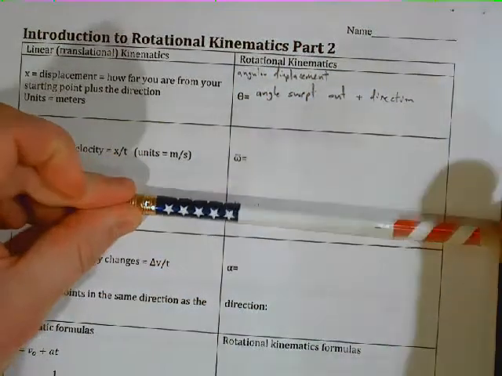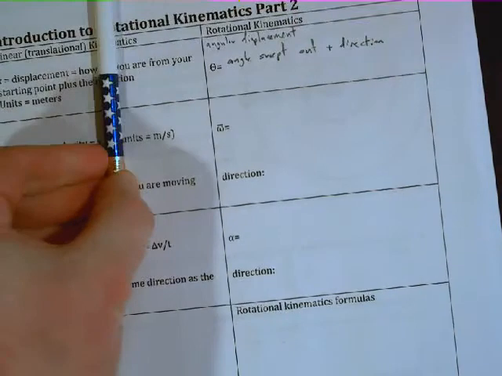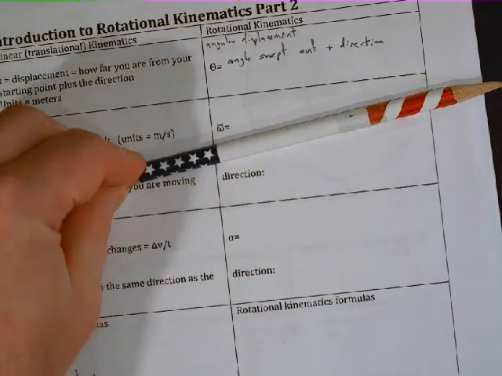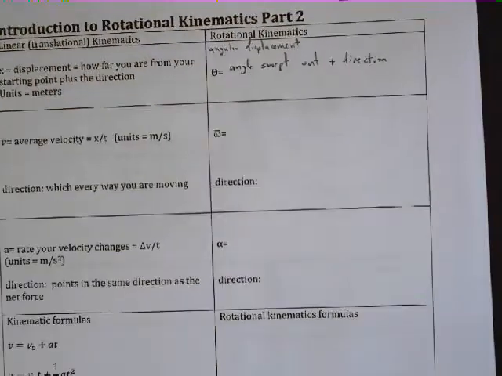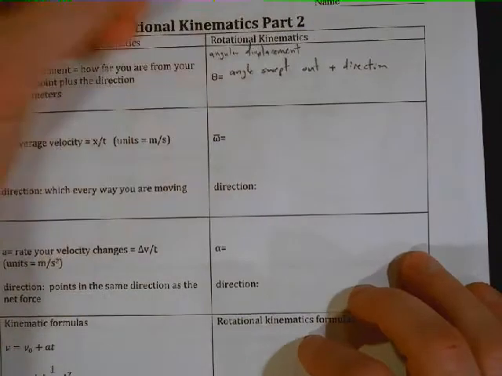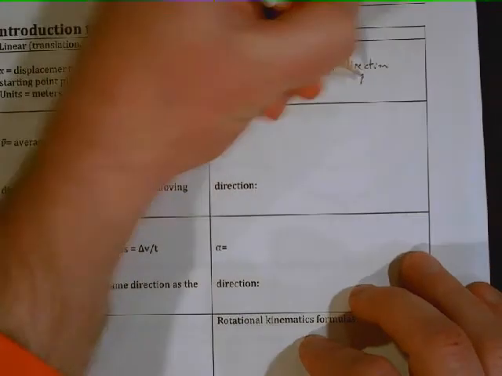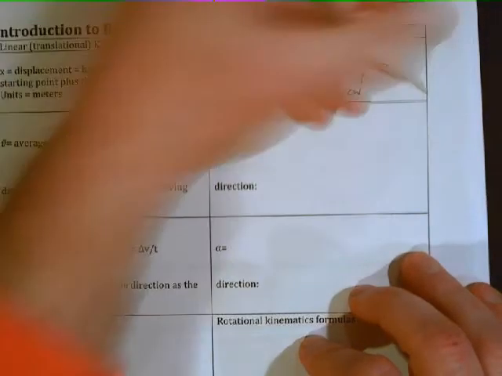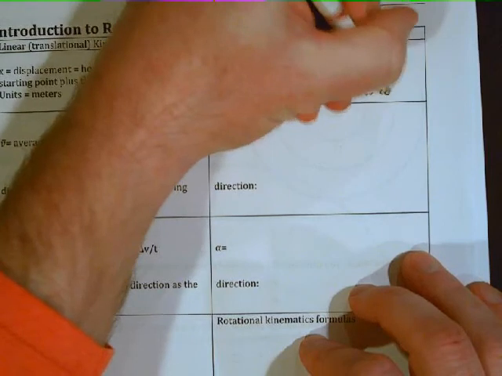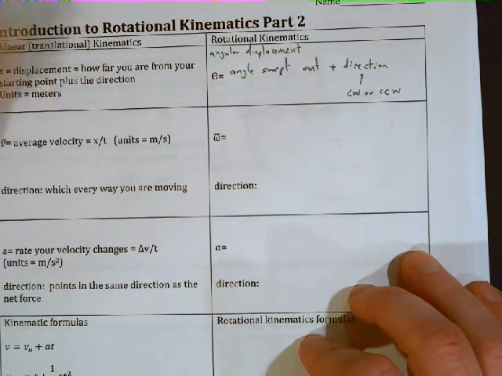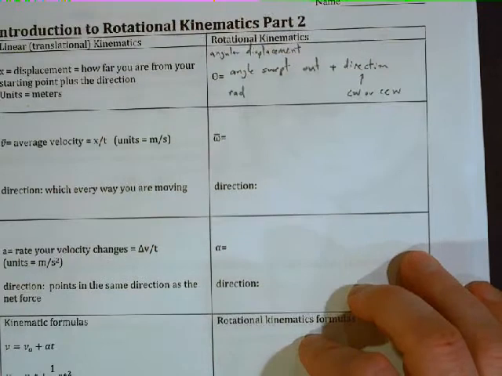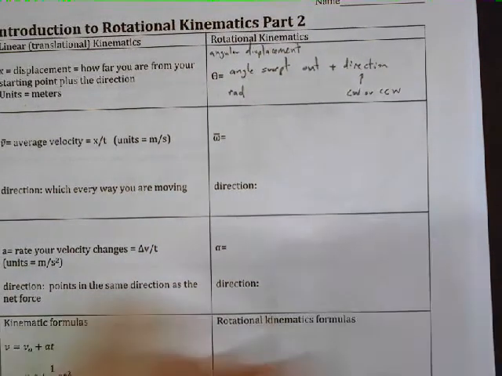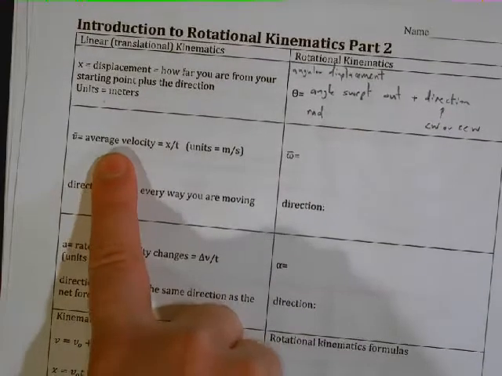Well, how do you do direction? Well, for our purposes in this class, your direction is either going to be this way, that way would be counterclockwise, this way would be clockwise. Okay, so plus the direction, and the direction would either be clockwise or counterclockwise. Okay, units would be radians.